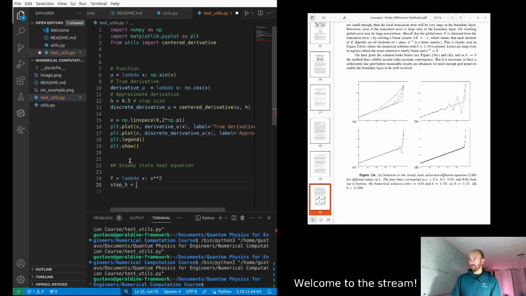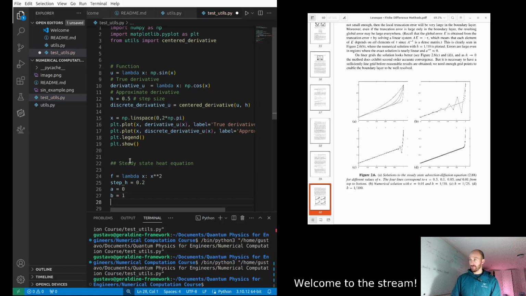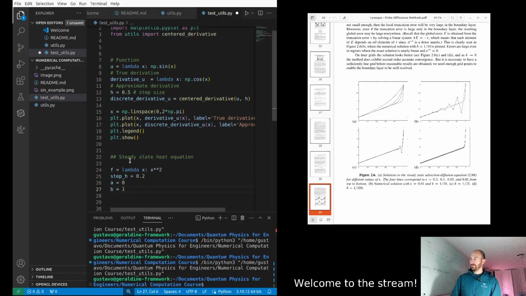So h, just like before, that's going to be maybe 0.2, and our domain a is going to be 0, b is going to be maybe 1, and we basically have to discretize our equation, right?